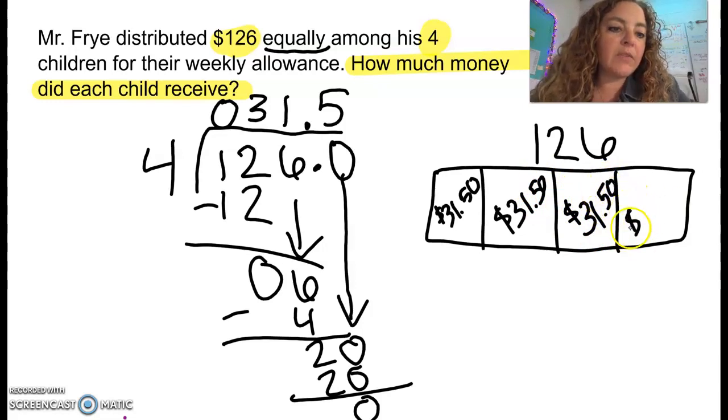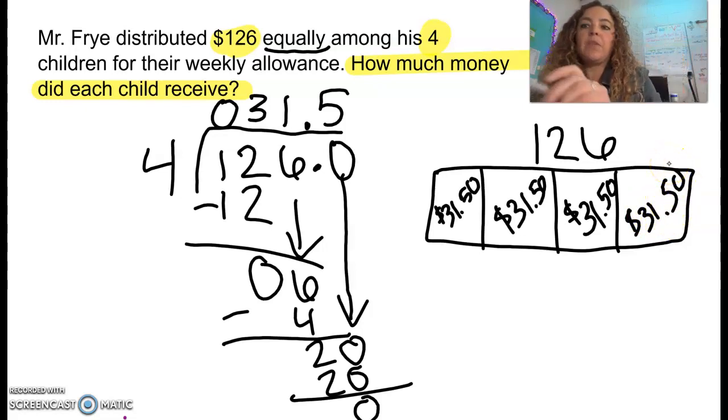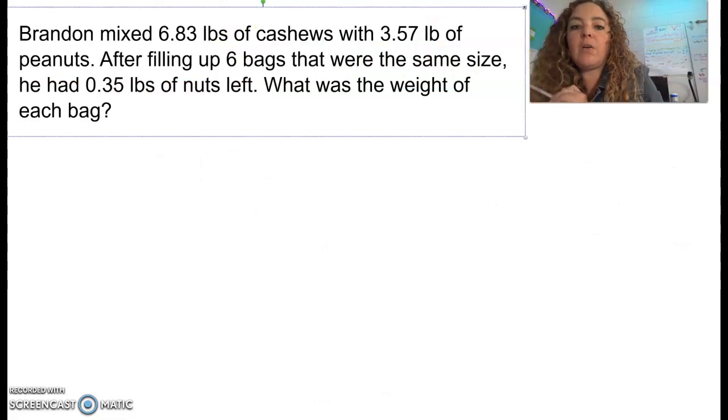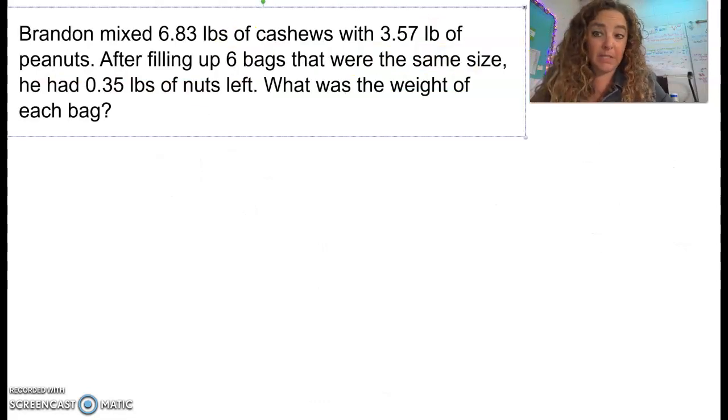And so now we have solved that problem. We would say each child got $31.50. Okay, so let's go ahead and go on to our next story problem and take a look at it.